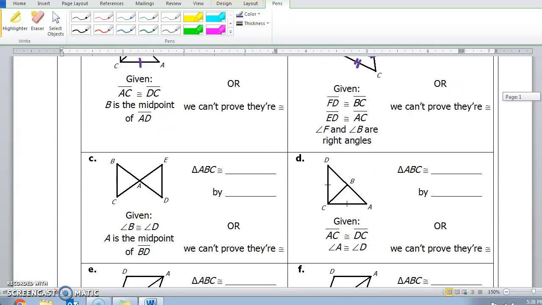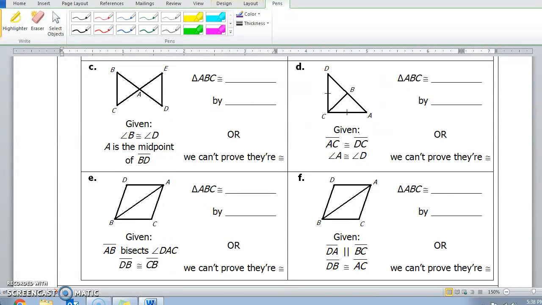Next, we have C. We're given that angle B is congruent to angle D, so we mark that. Next, A is the midpoint of BD, so by the definition of a midpoint, we know that BA is congruent to DA. Also, we have this bow tie shape, so we know that there are vertical angles that are congruent. So we mark our vertical angles. BAC is congruent to angle DAE.